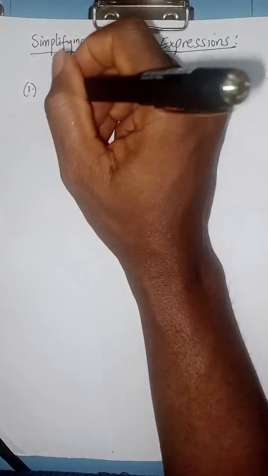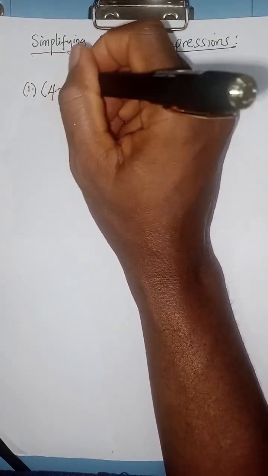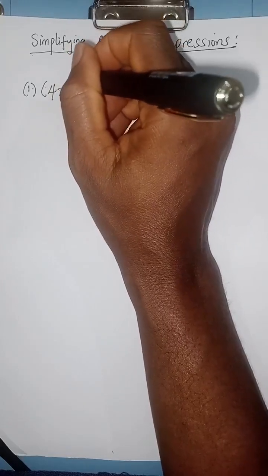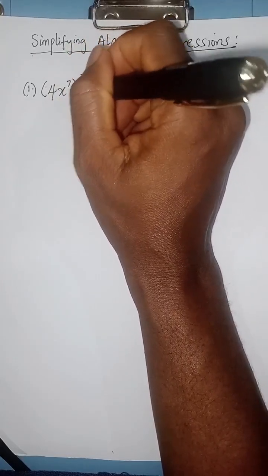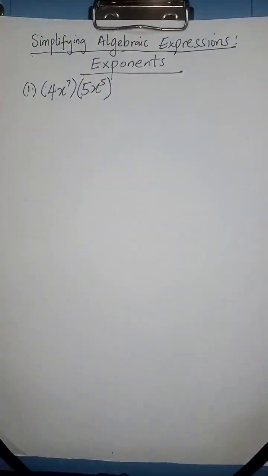I'm simplifying. This is number one. I have (4x^7)(5x^5). Now, how do I solve this question? I already know that bracket means multiplication. So I'm going to multiply the coefficients separately and the exponents separately.